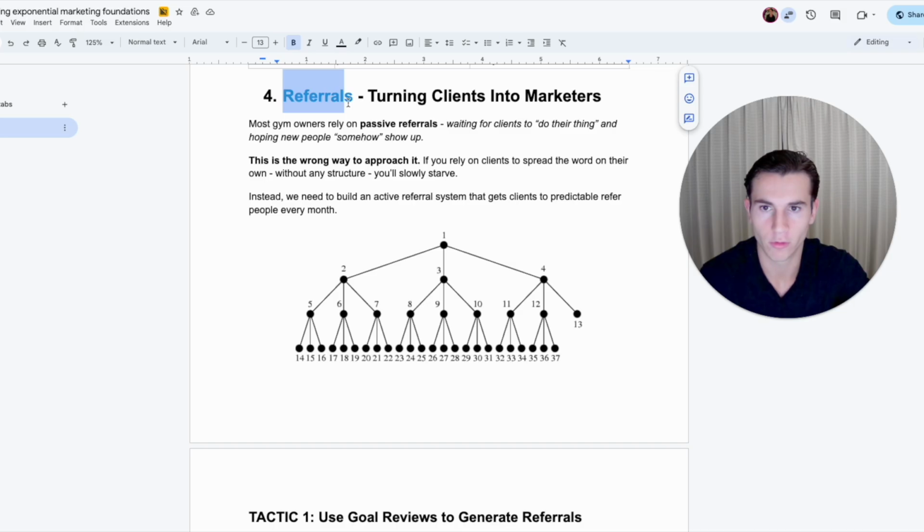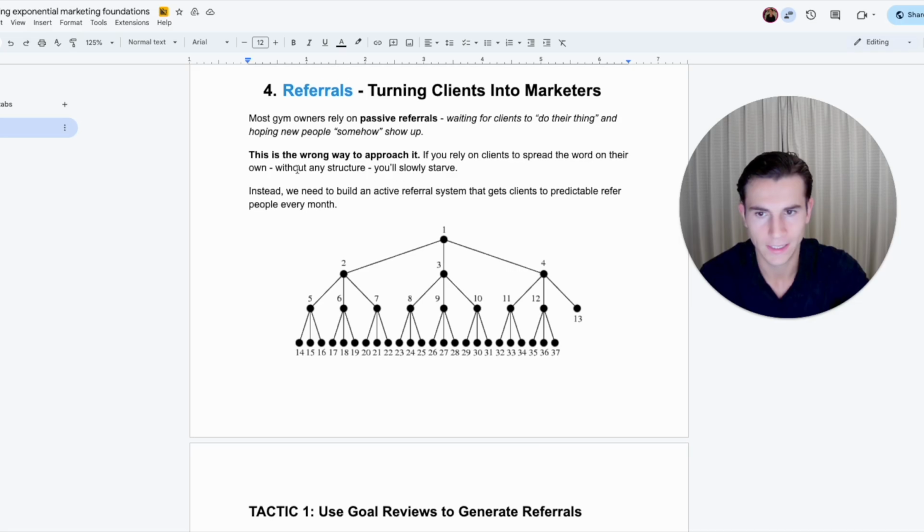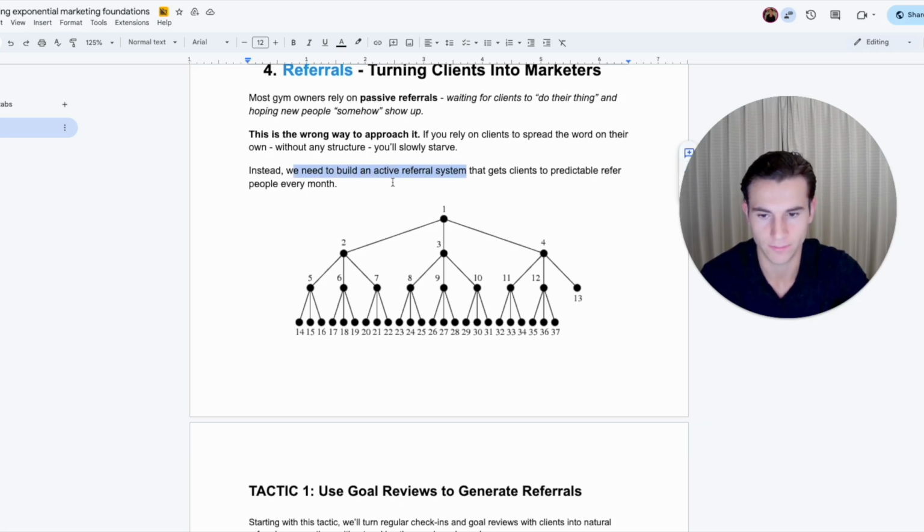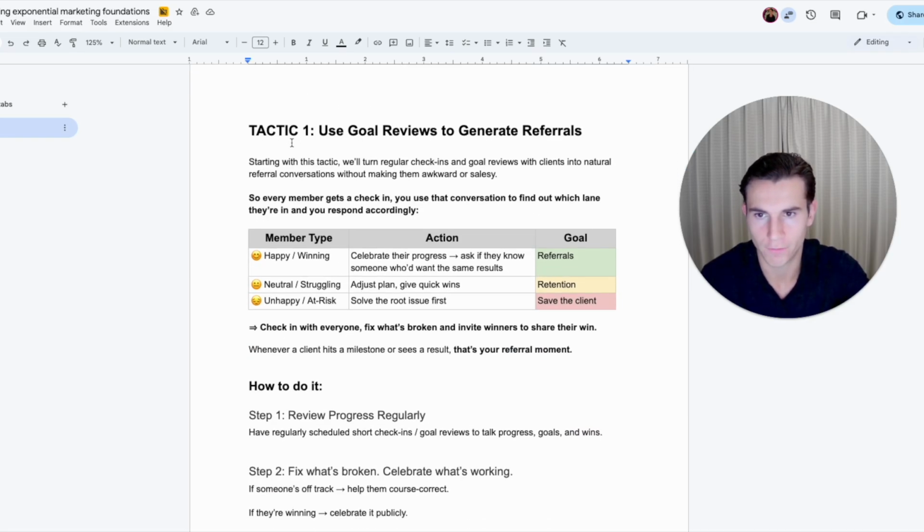Cool. And then referrals. So, turning clients into marketers. Most gym owners rely on passive referrals, waiting for clients to do their thing and hoping new people somehow show up. This is the wrong way to approach it. If you rely on clients to spread the word on their own without any structure, you'll slowly starve. Instead, we need to build an active referral system. Okay, so pretty straightforward.